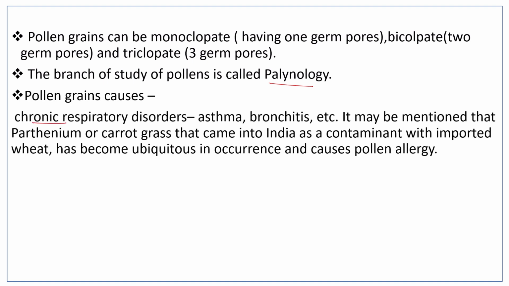Pollen grains cause chronic respiratory disorders, asthma, bronchitis, etc. It may be mentioned that Parthenium or carrot grass that came into India as a contaminant with imported wheat has become ubiquitous in occurrence and causes pollen allergy.